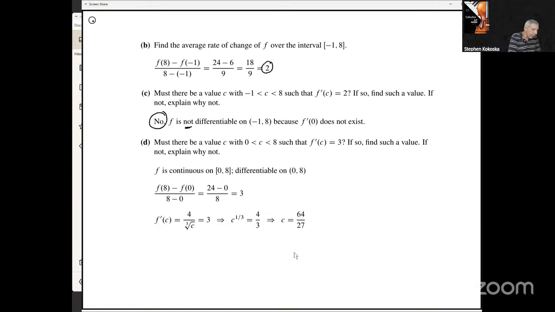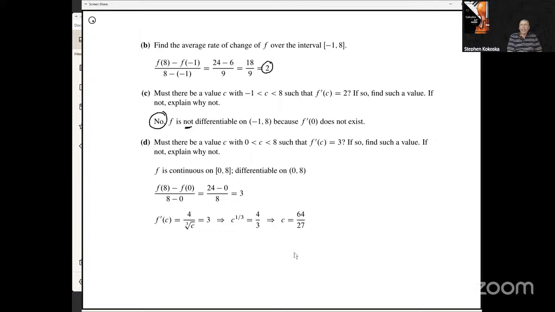Does there have to be a value c in the interval -1 to 8 so that f prime of c is equal to 2? If so, can we find that value? Well, let's see here. Wait a minute. Let's see what's going on. Must there be a value of c in the interval -1 to 8 so that f prime of c is equal to 2? If so, find the value.